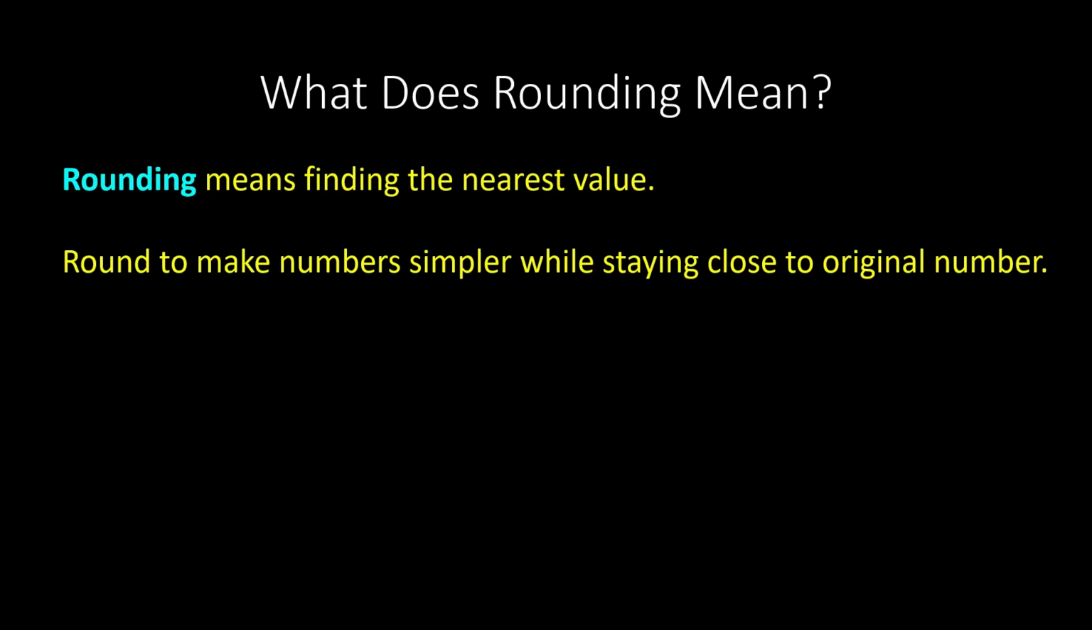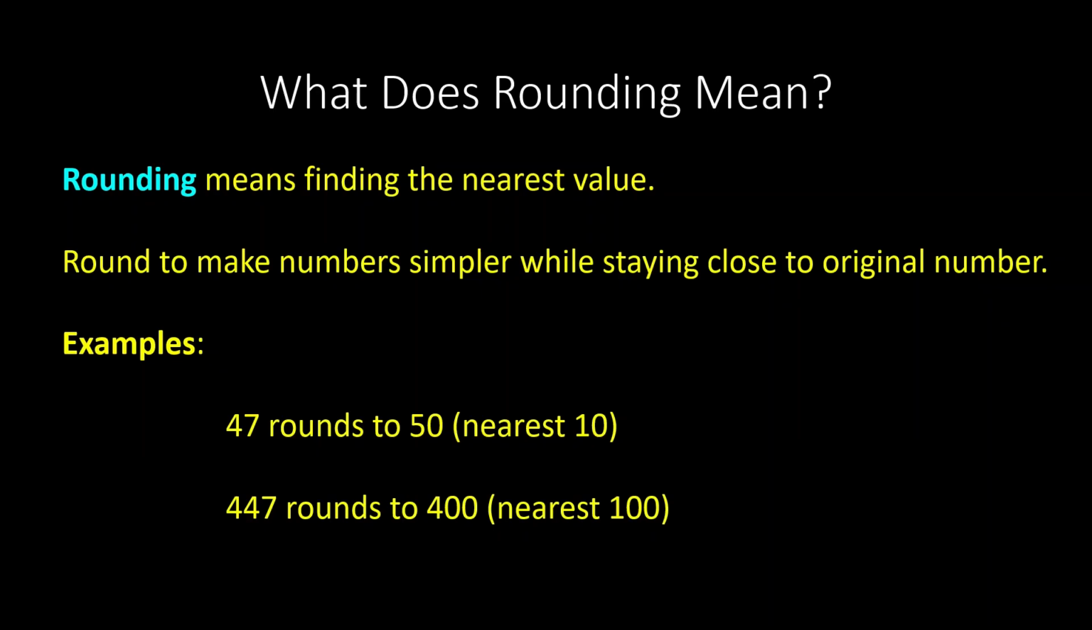Take, for example, 47. This rounds to 50 to the nearest 10. And 447 rounds to 400 to the nearest 100.